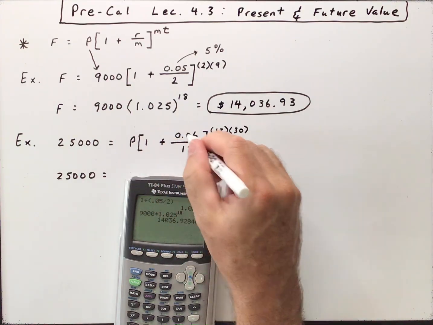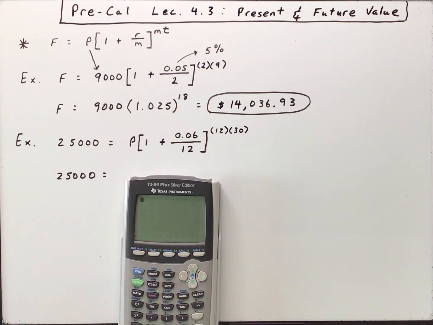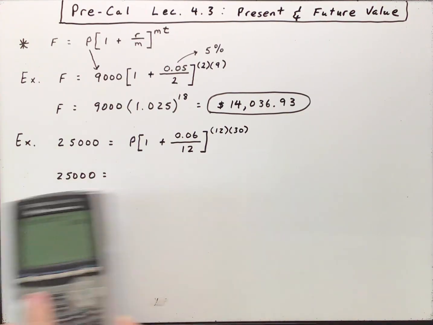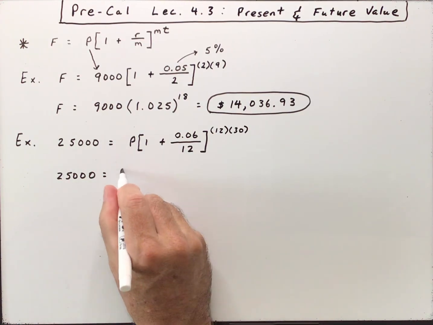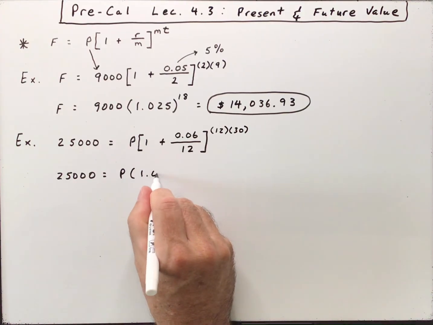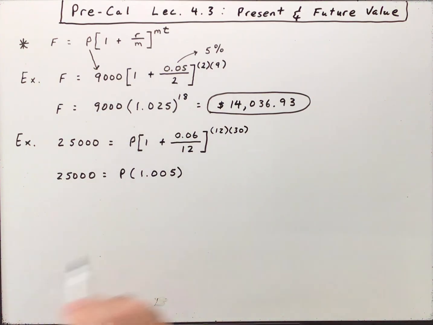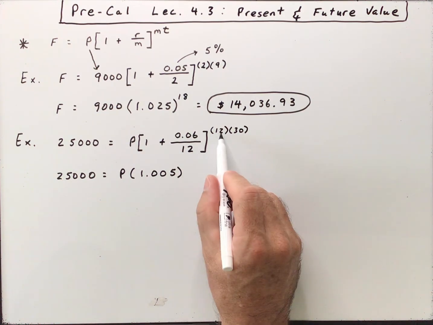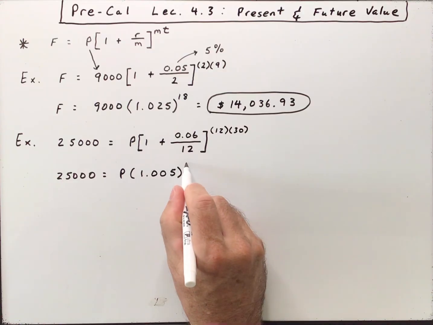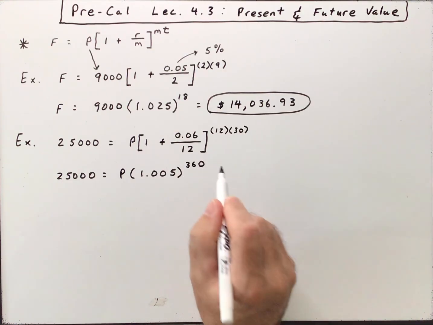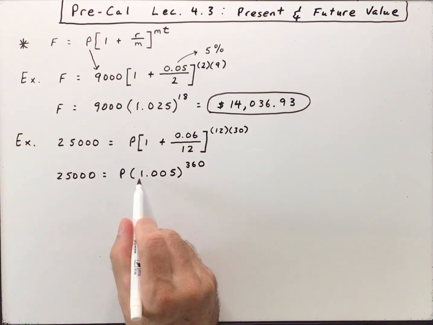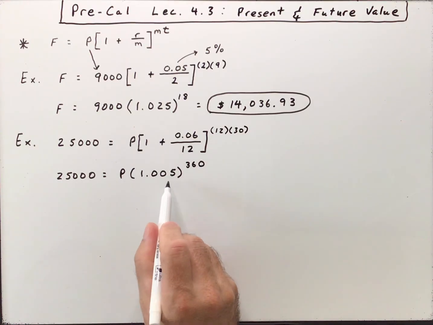Let's see what 1 plus 0.06 over 12 is. So I'm going to use parentheses. 1 plus left parenthesis 0.06 divided by 12 right parenthesis. So that's going to be 1.005. So P times 1.005, that's what's in this bracket. And then 12 times 30, 10 times 30 would be 300, and 2 times 30 is 60. So that's going to be 360. So solving for P, I'm going to divide both sides by 1.005 to the 360.